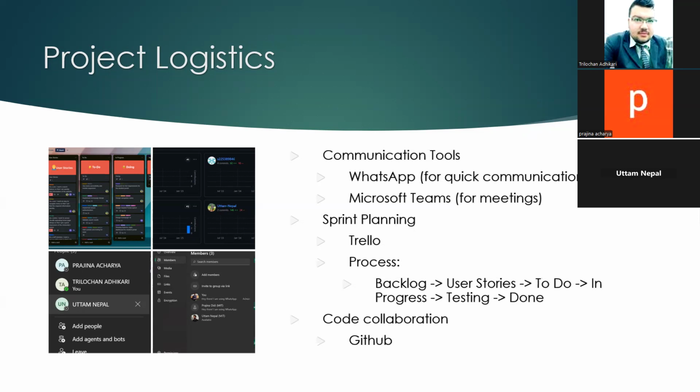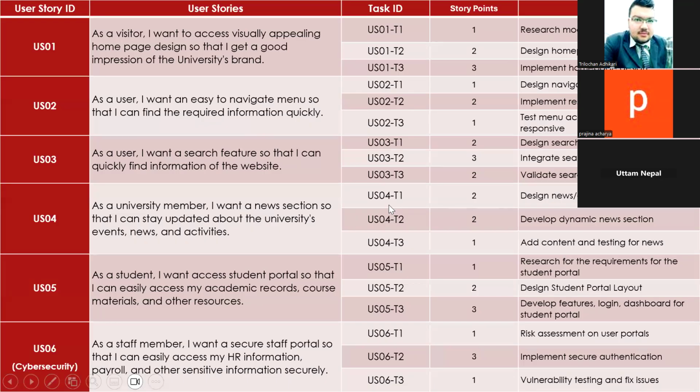For the collaboration of code, we used GitHub, where we used version control and everything. We pushed to different branches, including main branches, and used GitHub to collaborate on the code. Now moving forward, I'd like to hand over the presentation to Uttam Nepal.